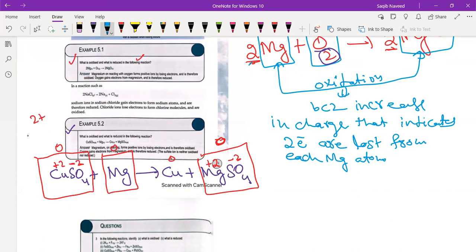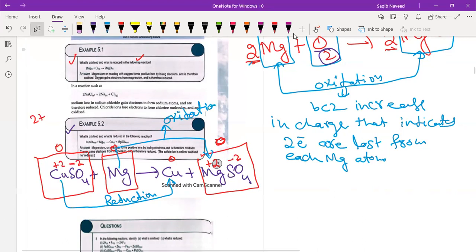Got it? So how is Cu behaving? +2 to 0, what is it? It's reducing the charge, so it's reduction. Yes. And how is Mg behaving? It's an increase in charge, so it's oxidation. Got it? So any question? No. Sure?